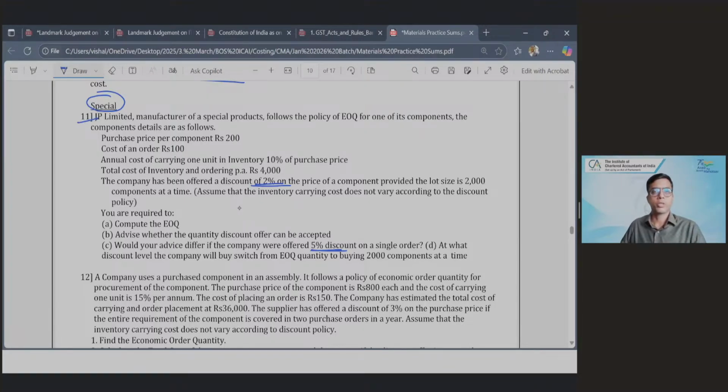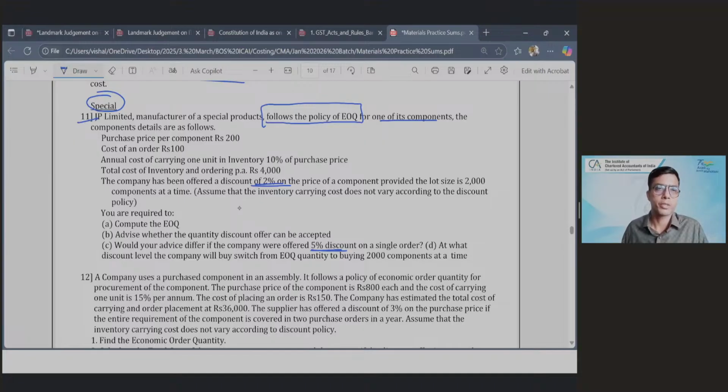Now, when I read this question, what is the special point of this question? Pay attention. It says, a manufacturer of special products follows EOQ. Till now, in all questions, they were not following EOQ. Rather, we had to suggest them that boss, follow EOQ. This will be your savings. They were doing some other quantity purchase. Now they are saying that the company follows EOQ for one of its components.